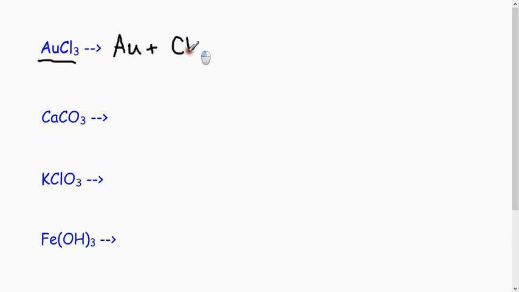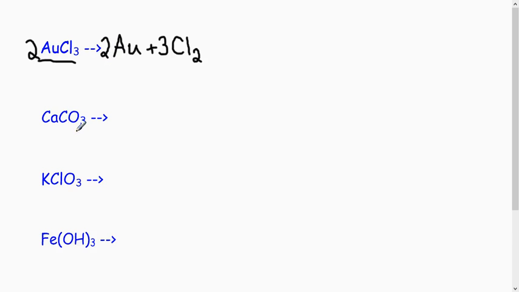The only subscripts we have to worry about with pure elements are the diatomics, subscripts of 2. Chlorine is a diatomic, so I need a 2. Gold is not, so it does not get any subscripts. To balance this, I have 3 chlorines on the left and 2 on the right. So to get to 6, I need a coefficient of 3 in front of the chlorine, 2 in front of my reactant, which means I am going to need a 2 in front of the gold product as well.